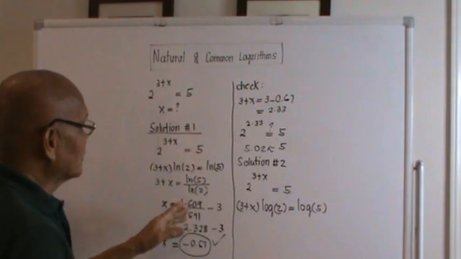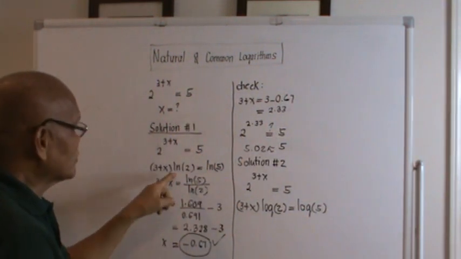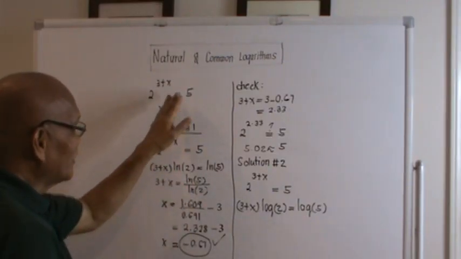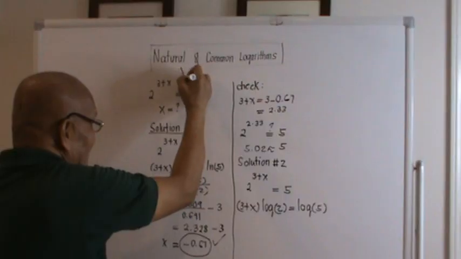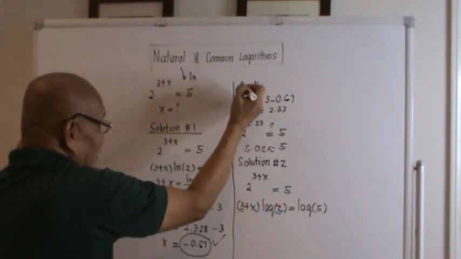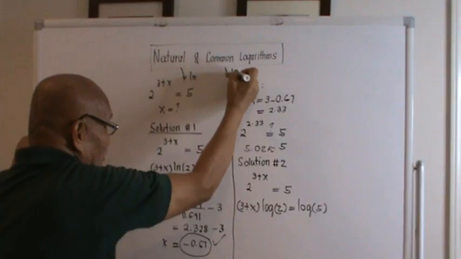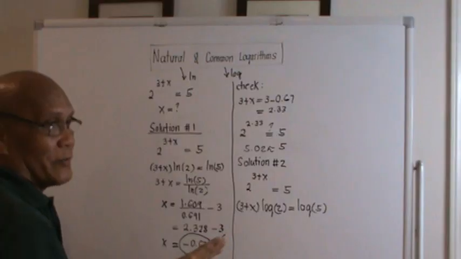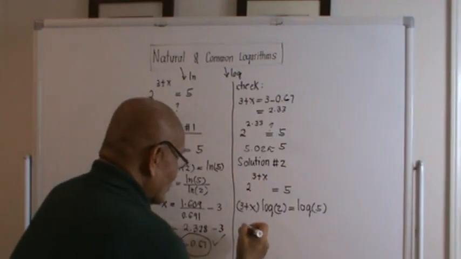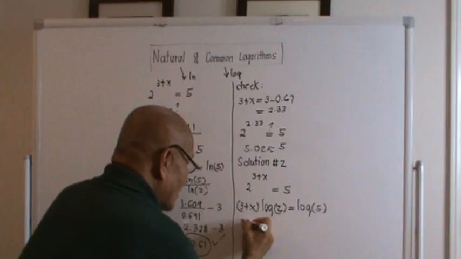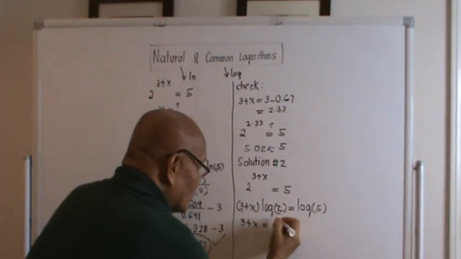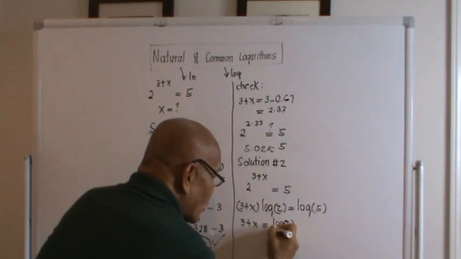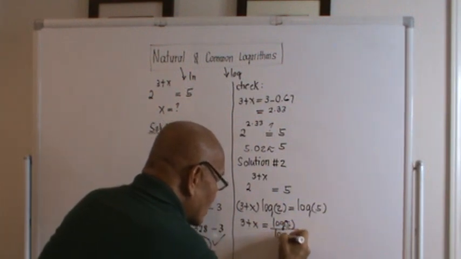The designation of natural logarithm is just simply ln. Natural logarithm ln. And for common logarithm, it will just be simply log. Okay, so at least you know what will be the difference of these two here. Again, if we try to simplify this one, 3 plus x equal to the common logarithm of 5 all over the common logarithm of 2.